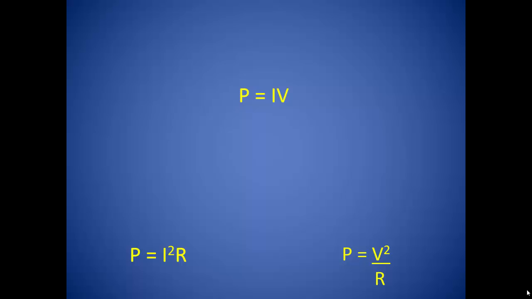Say we increase the resistance in a circuit and we want to know how the power changes. Well, it depends. If you are holding current constant, then the power will increase according to our second equation. If you're holding the voltage constant, then the power will decrease according to our third equation.